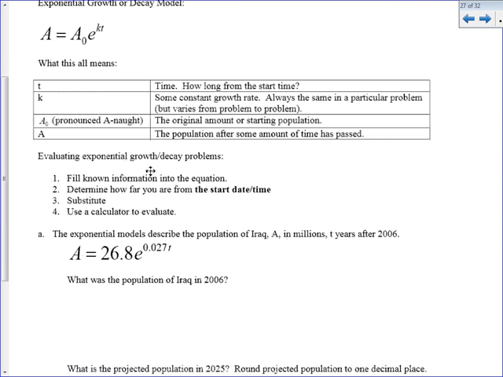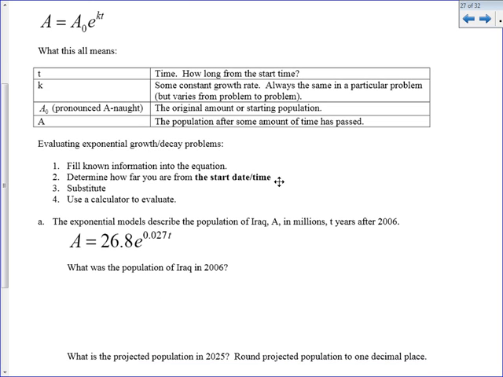So when we want to evaluate our exponential growth or decay, we're going to fill in all the numbers that we need and figure out what the time is, the time from the start to where you're asked your question. And then use your calculator to evaluate that number. So we're always just looking for the population after some time. You're not going to have to solve it for other things.